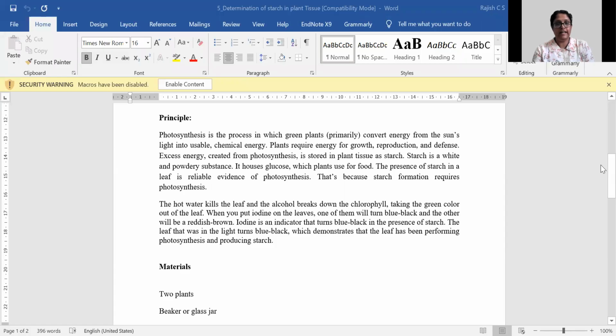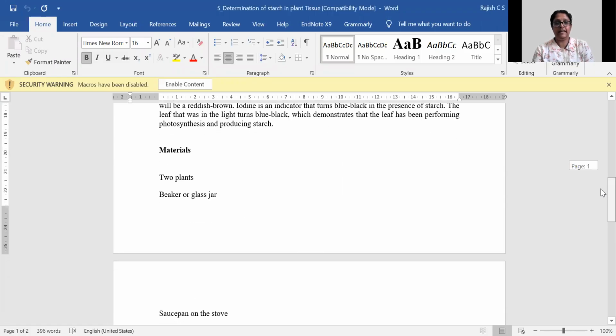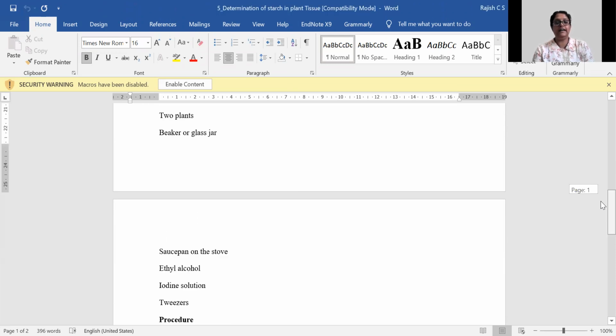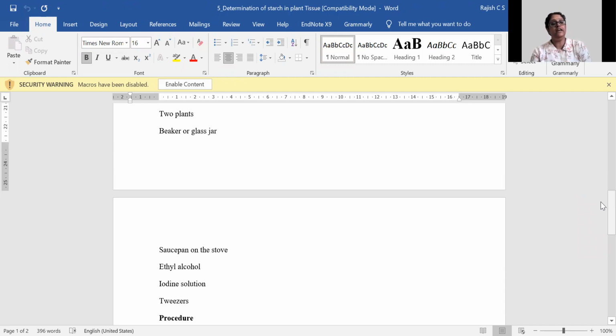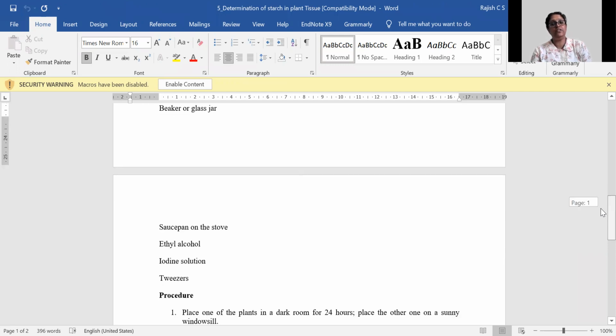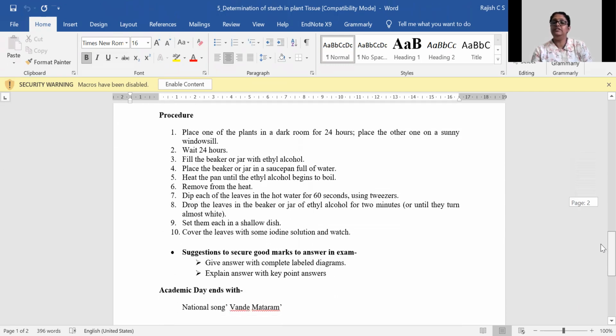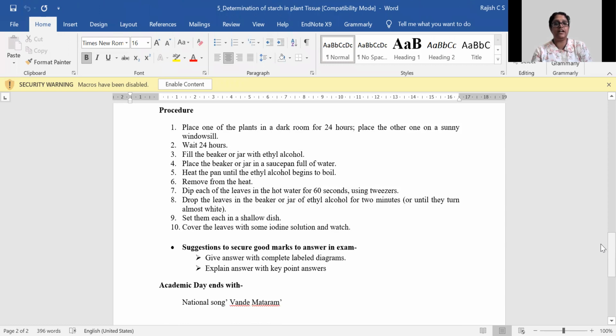So if we are coming to the procedure, it's very simple. You take two plants, and you will be taking beakers or glass jars, and then you will be using the saucepan and ethyl alcohol. These will be for the final stages, where you will be using the iodine solution in order to check for the presence of starch.